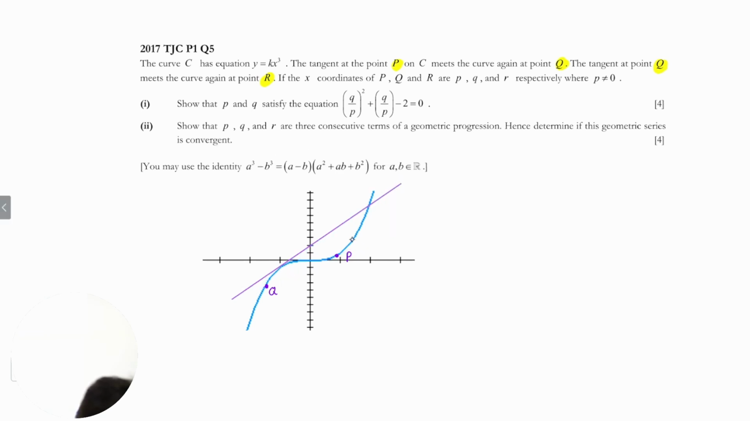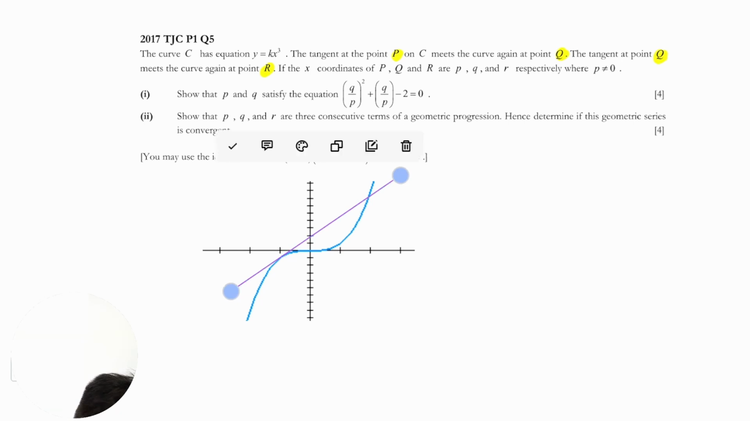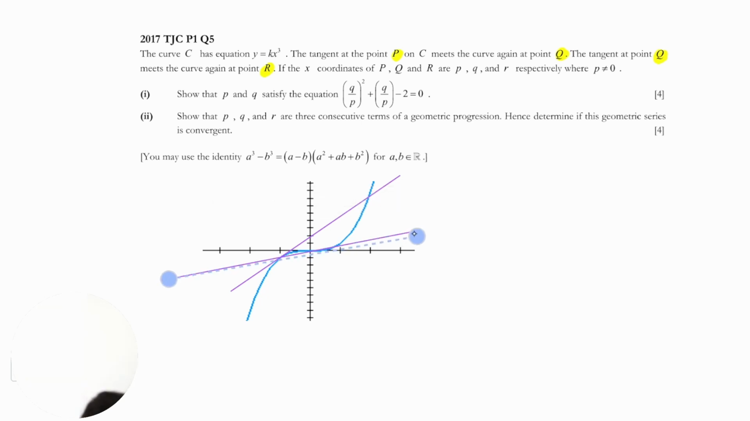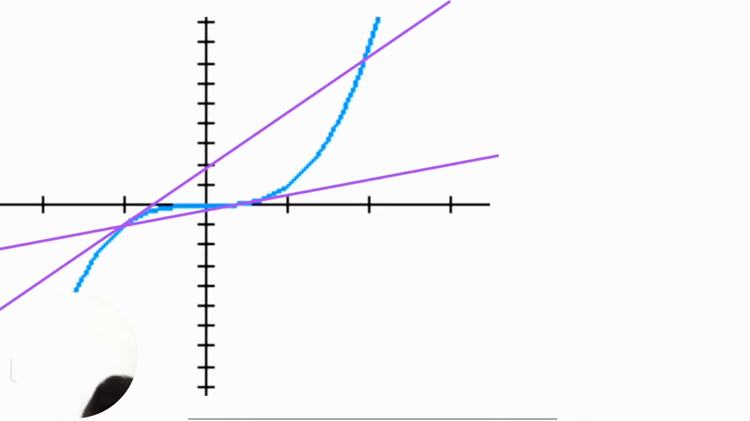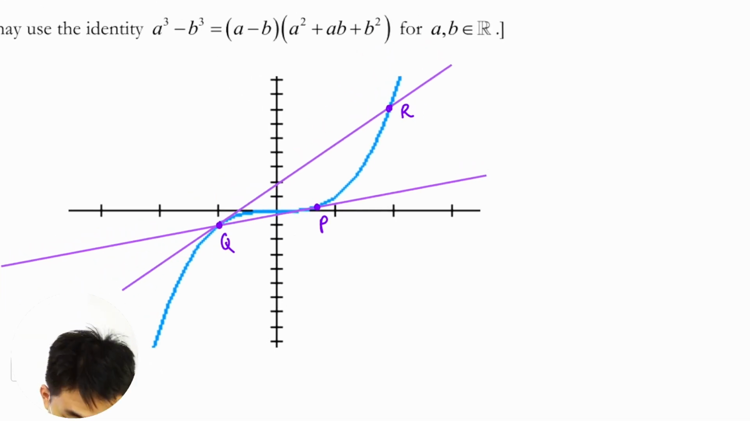Maybe I should reduce my P because I want it to fit in the curve. Yeah, so maybe like that. Okay, good. This is P. This is Q. This is R. Like that. Okay.